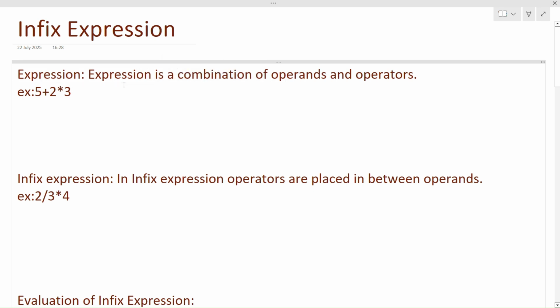Then what are operands and what are operators? Here you can see 5, 2, 3, all these we call operands. Operands consist of any constants like 1, 2, 3 or any variables like a, b, c, d. Operators are like plus, into, that means addition, subtraction, multiplication, division, exponential power, all these come under operators.